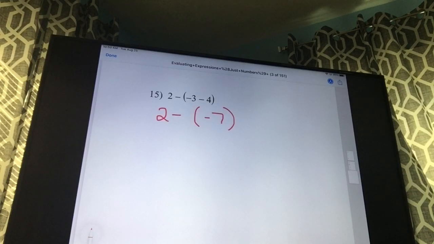okay? Now we have 2 minus negative 7, so what does a minus minus make? Plus. Plus, so it's really 2 plus 7, okay, which just gives us a 9.